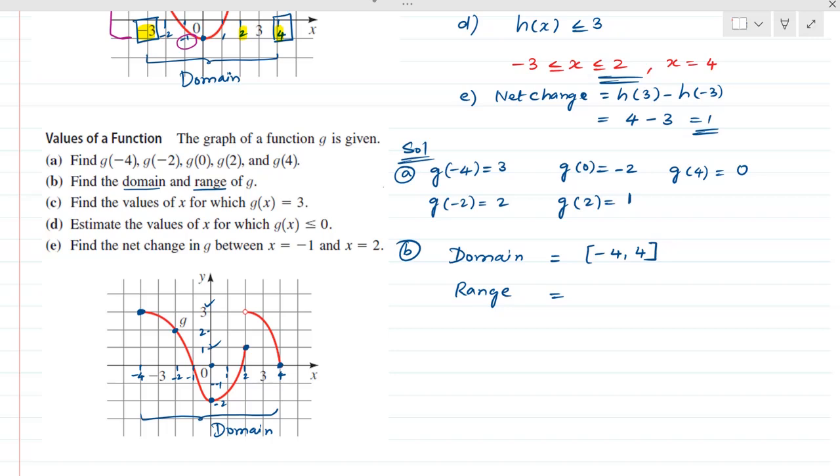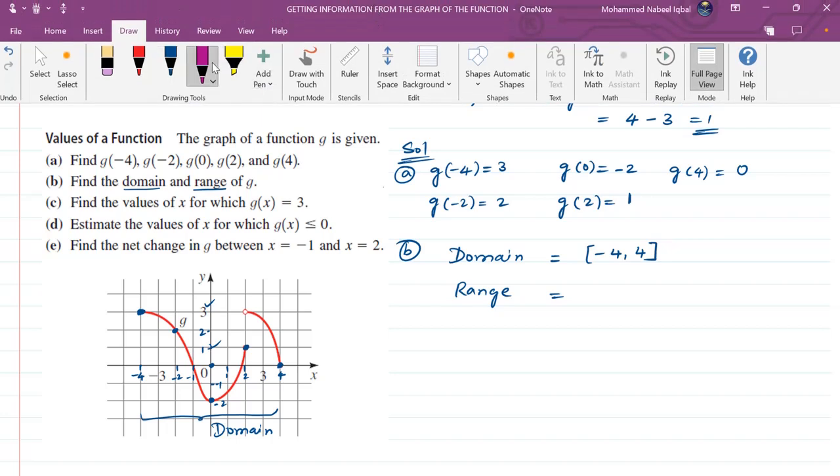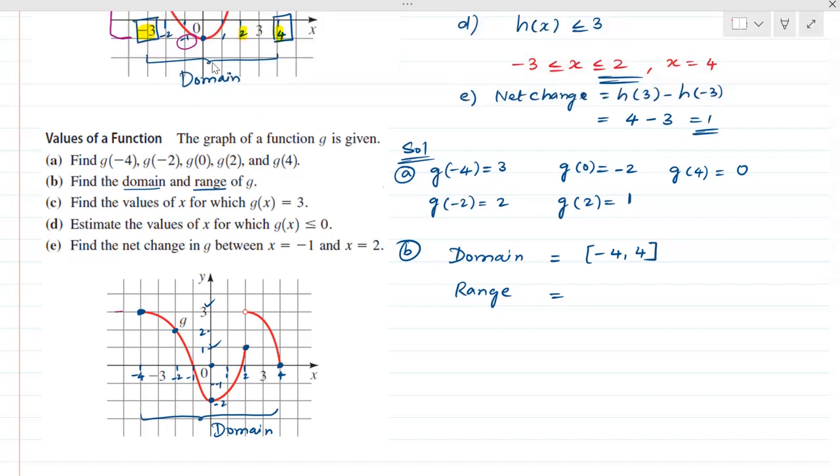Now let us go with the range. What is the range? The value of y. The value of y is here, and then it goes up to -2. So this is -2 to 3. So I will write it: -2 to 3 is the range of g.